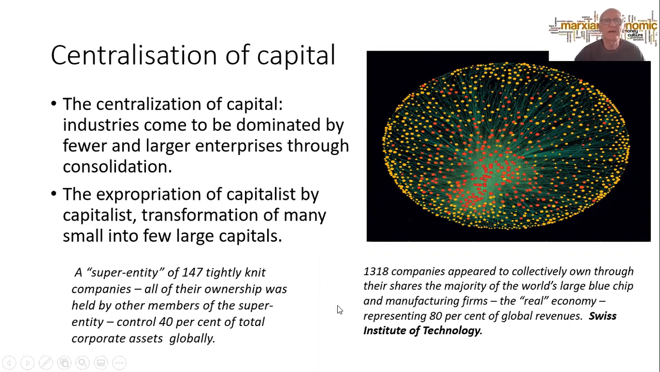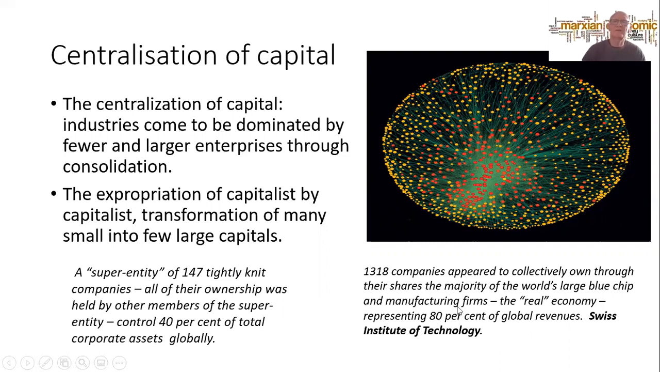The latest figures on that, or at least the figures which are most interesting to look at, are the ones I've got here at the bottom. You can see that this is from the Swiss Institute of Technology. They reckon that there's 147 tightly knit companies, all owning each other, held by each of them into a big super entity, and they control 40% of the world's corporate assets. The decision making of those 147 companies decides 40% of the decision making of the corporations in general.